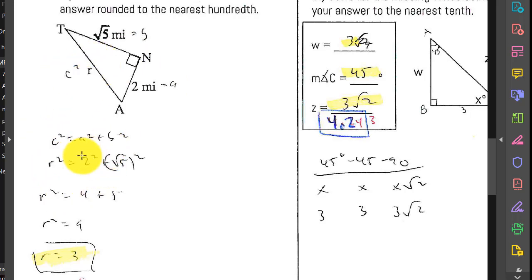2 squared is 4. And right here, this is where students got lost. What is the square root of 5 squared? That is 2 of them. So radical 5 times radical 5, which is radical 25, and radical 25 is 5. 4 plus 5 is 9. If you take the square root of both sides, R is equal to positive 3 and negative 3. Remember, we're only taking the positive because distance has to be positive.